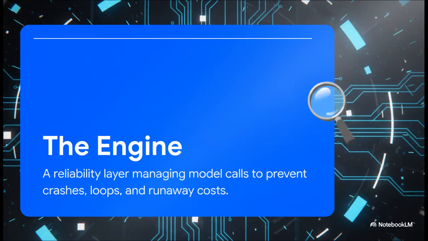So what's the solution? We call it the engine. The best way to think about it is like a circuit breaker for your AI. It's this reliability layer that wraps every single call to the model. Its only job is to handle these failures gracefully, to stop your agent from crashing, getting stuck in an infinite loop, or, and this is a big one, running up a crazy bill.